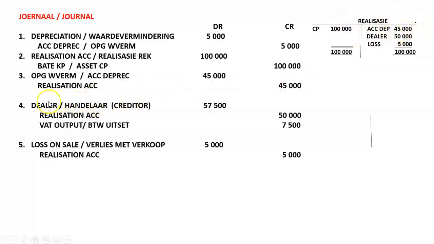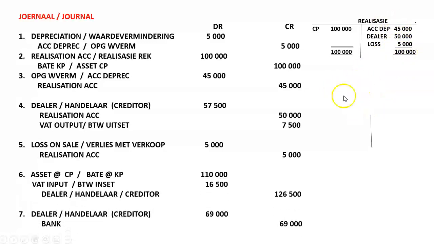Now this is a trading transaction, so we're going to debit the dealer with the full amount that he is supposed to pay us, which is the 50,000 plus the VAT, 57,500. The VAT exclusive amount goes to the asset realization account. The VAT portion will go to the VAT output account. And then we're going to balance off our asset disposal account, and we will see that the balancing figure on the credit side of the asset disposal account, so the debit will be in the loss account. Because it's a debit in the loss account, it is a loss and not a profit.